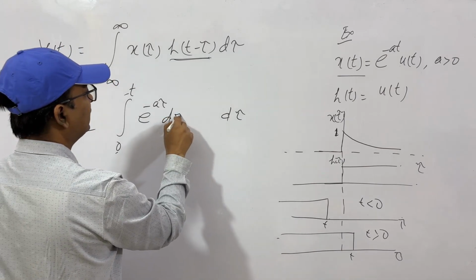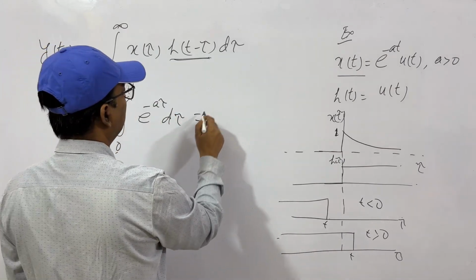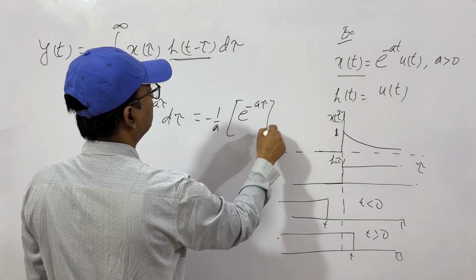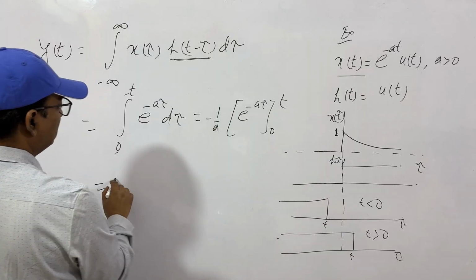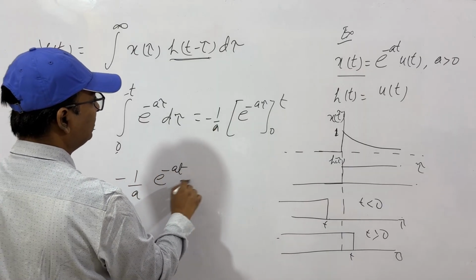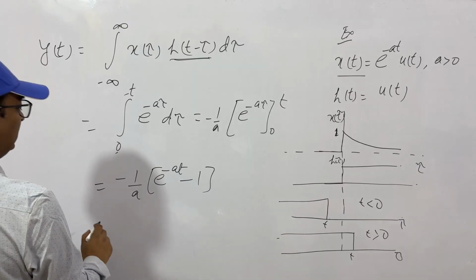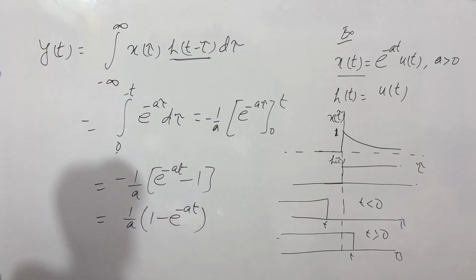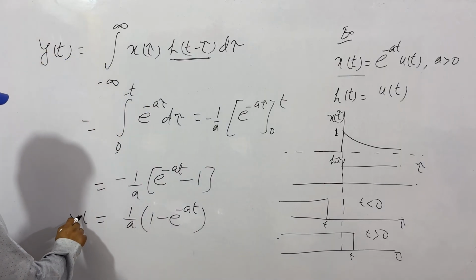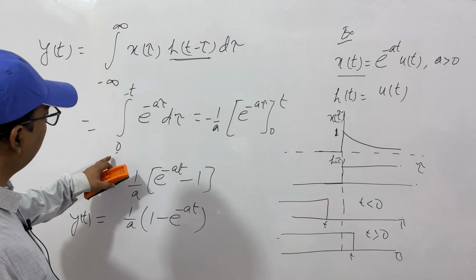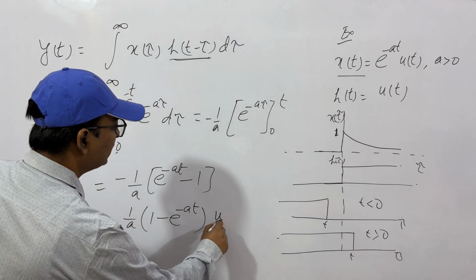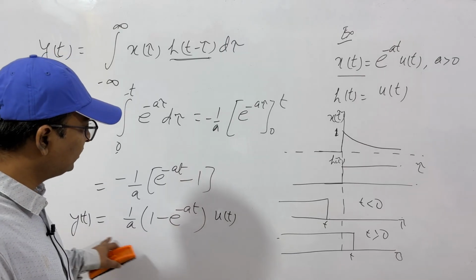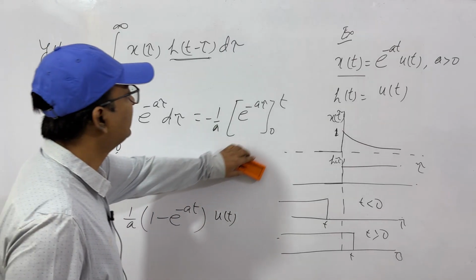Now what is the integration of this? This means minus 1 by a e to the power minus a tau, from 0 to t. So this is minus 1 by a times e to the power minus a t minus 1, or you can say it is equal to 1 by a times 1 minus e to the power minus a t. This is your signal. But we know we have a limit that this should be greater than 0, so you can put u(t) here to identify that this signal is valid only for t greater than 0. So this is your final answer.